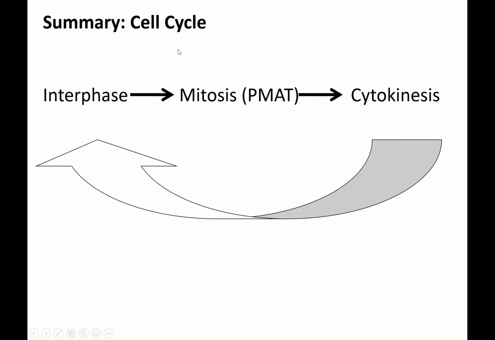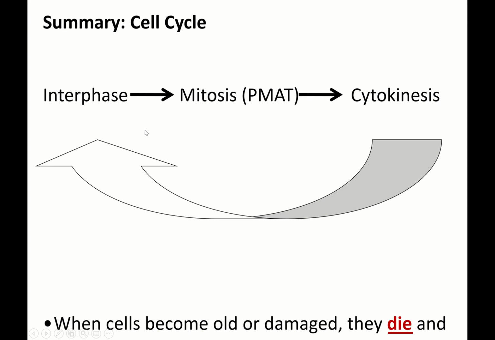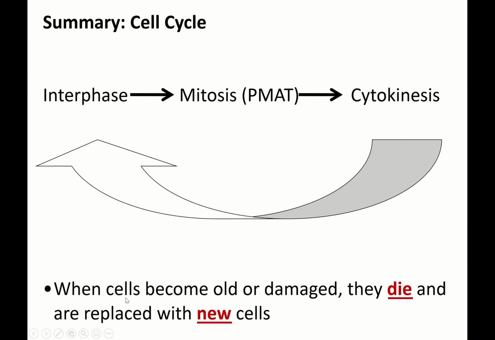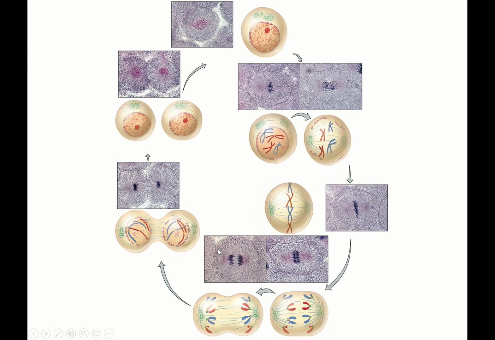So remember, in summary of the cell cycle, it's pretty simple. It's interphase, the 4 stages of mitosis, and then cytokinesis. And when it's done, it starts again. And remember, it only stops when cells die. So when cells become old or damaged, they're going to die, and they're replaced with the new cells.